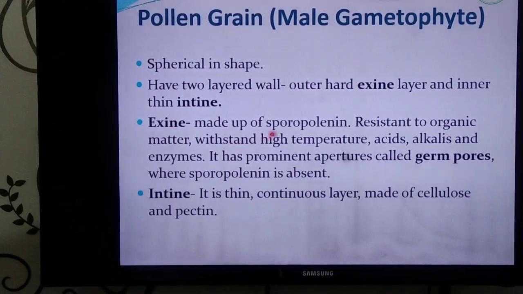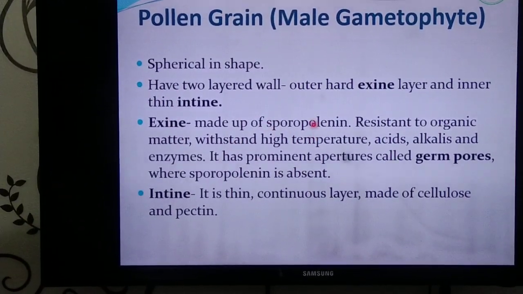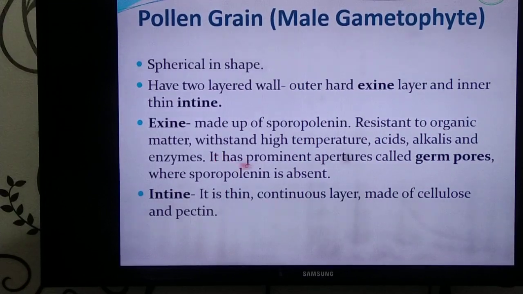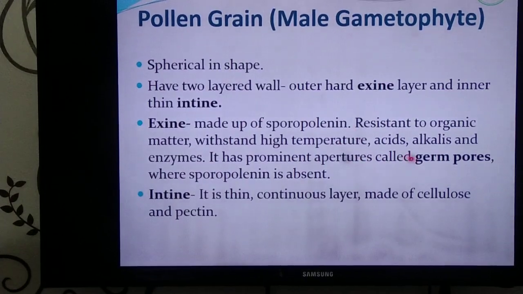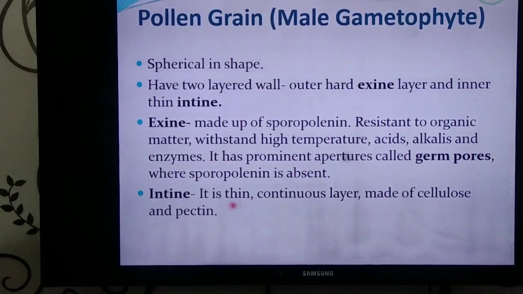Exine, it is made up of sporopollen. Please focus on this term, it is very important from the board exams. Sporopollen, it is resistant to the organic matter, it can withstand the high temperature, acids, alkalis and enzymes. It has a prominent apertures. Apertures means spaces known as germ pores. This term is germ pores where the sporopollen is absent.